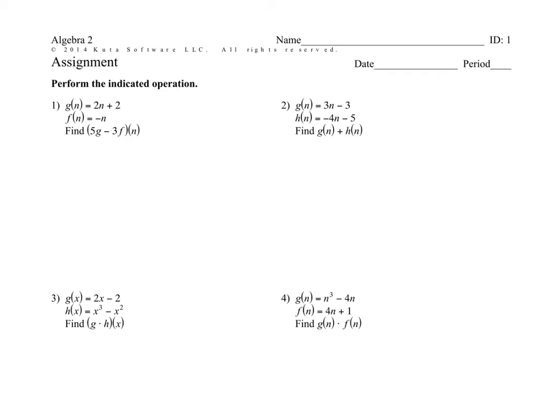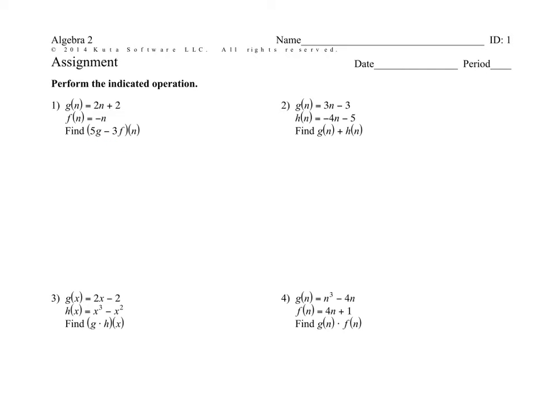Okay, we're going to look at problems 1 through 10, and then you're going to finish the rest of this worksheet for the assignment. So I'm going to look at number 1. We have 5g minus 3f of n. So I'm going to take 5 times g and subtract 3 times f of n.